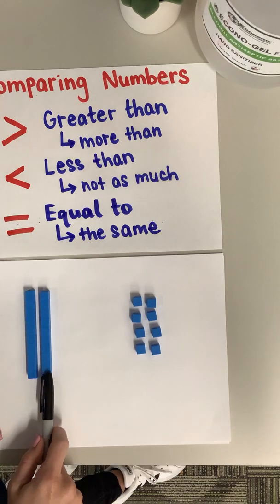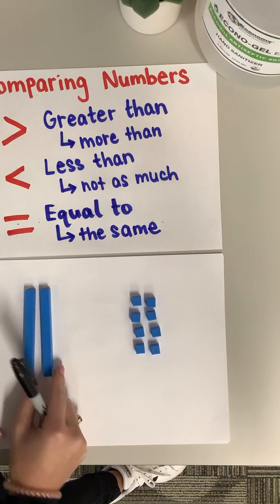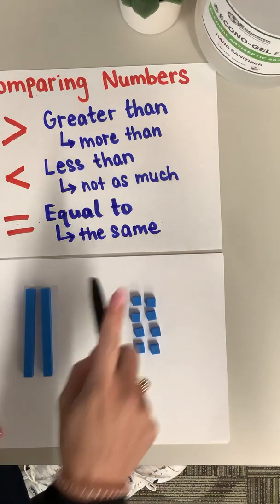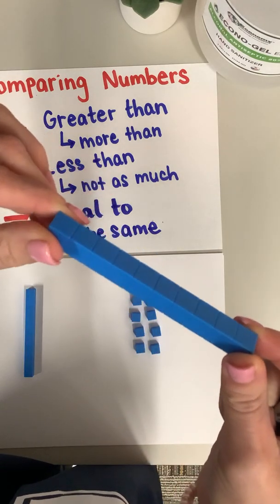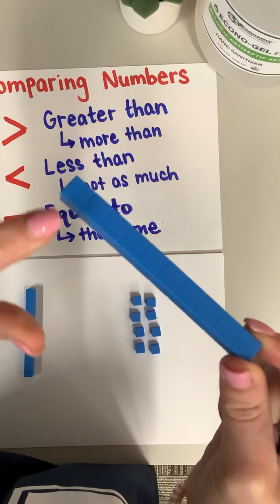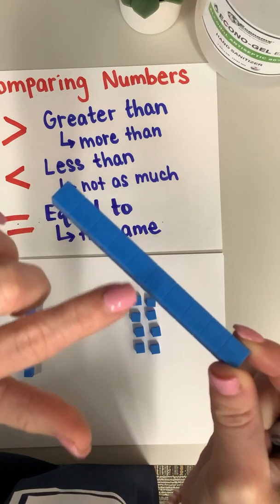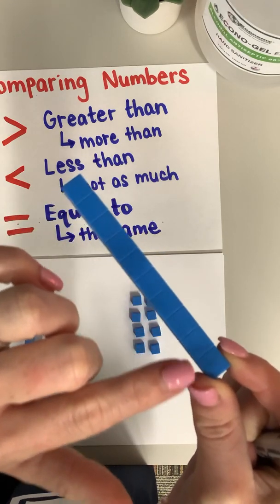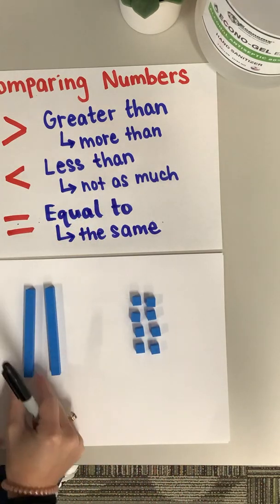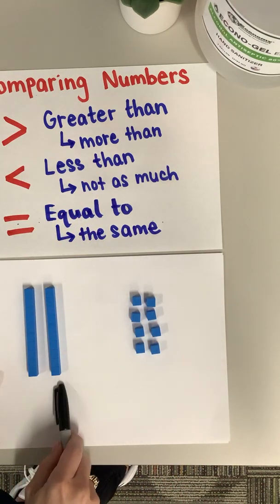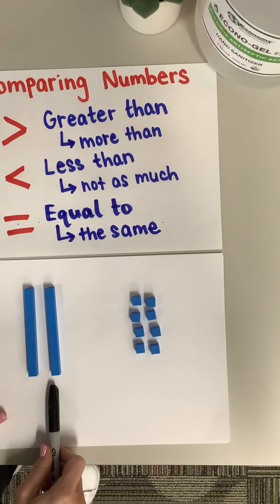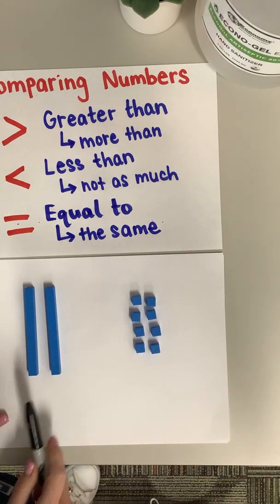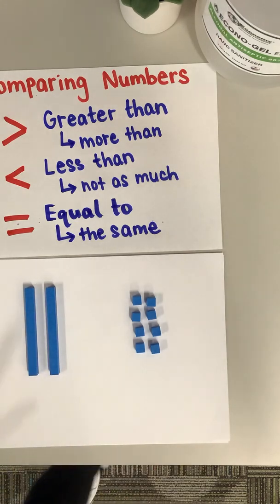I know that base 10 blocks equal 10, and my 1's cubes equal 1 each. This 10's block equals 10 because there's 10 little 1's cubes inside of it. 1, 2, 3, 4, 5, 6, 7, 8, 9, 10. So when I have 10's blocks, I can skip count to figure out the total amount. Let's see how many this is worth. 10, 20. This represents 20.